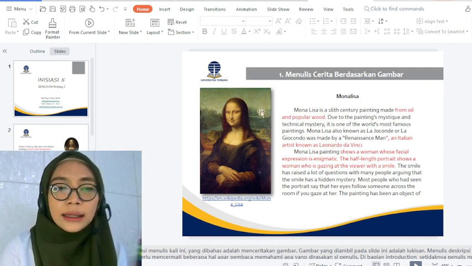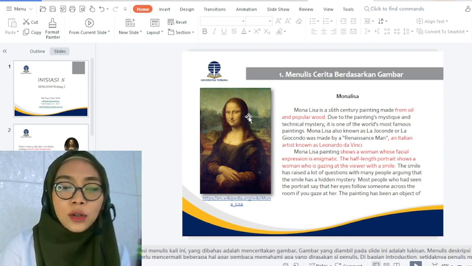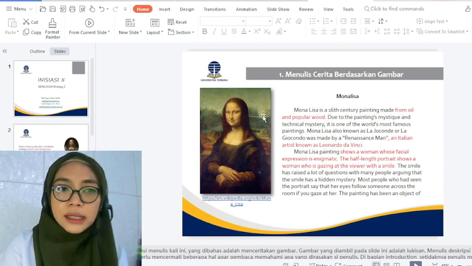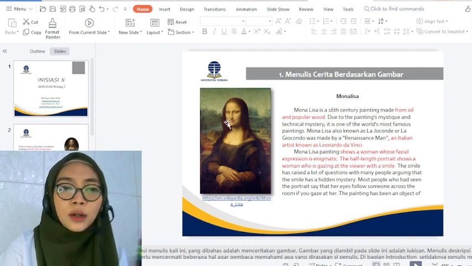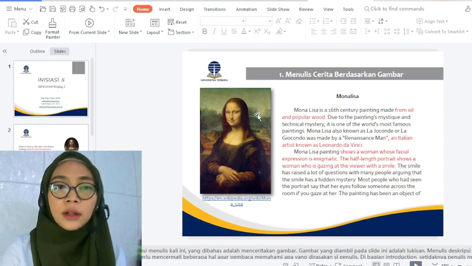When you want to write a description based on the picture, you should look at the picture here. So please analyze or identify the appearance, such as here the example is that Mona Lisa is a 16th century painting made from oil and poplar wood. So from the physical appearance, you can tell about the oil and also the poplar wood. You can tell the readers about the physical appearance first.